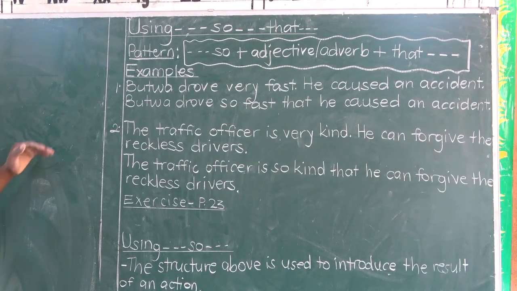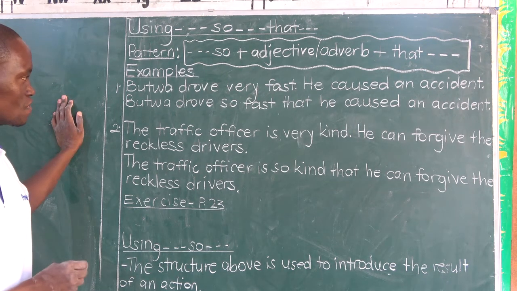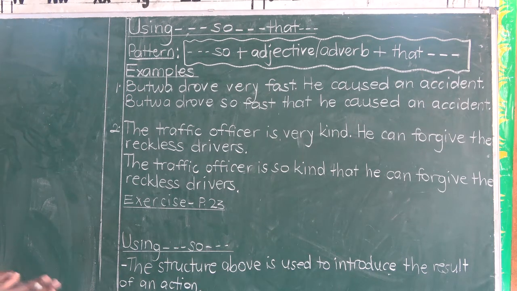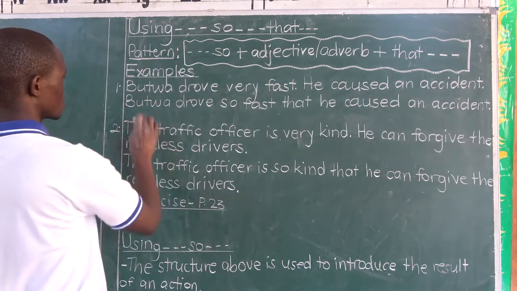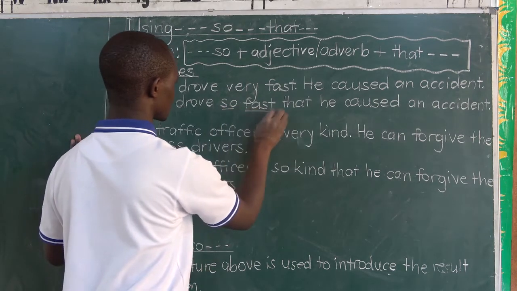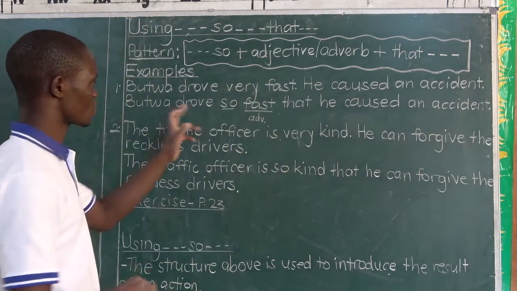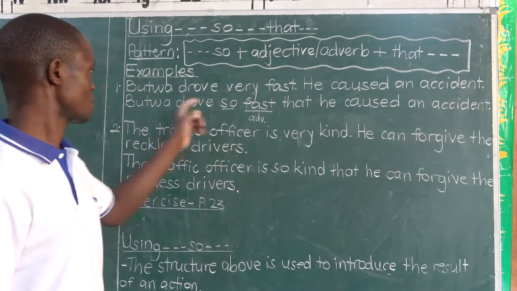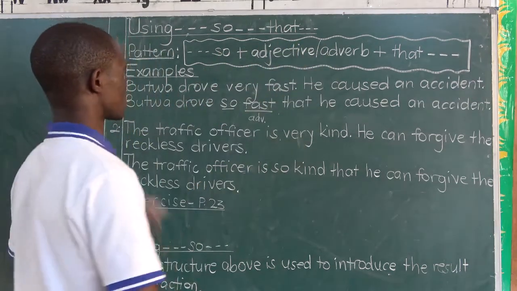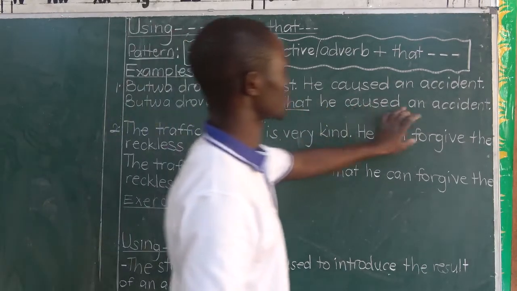Where is our answer? Let's try to find out, does it follow the pattern the teacher has talked about? If it doesn't, then we obviously know it is wrong. If it does, we can assess ourselves and say it's right. So we see, Butwa drove, after "so", we see "fast", and fast is an adverb showing us how Butwa drove. So this is Butwa drove so fast. From "so" we have an adverb. Next, we have "that he caused an accident".